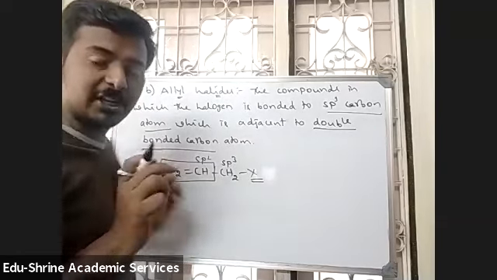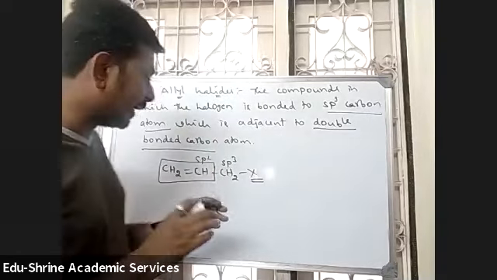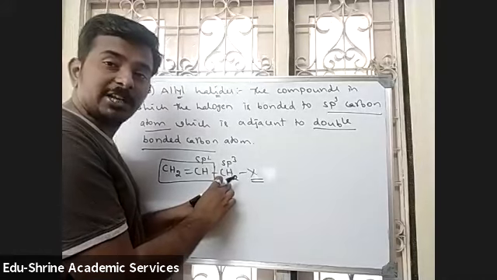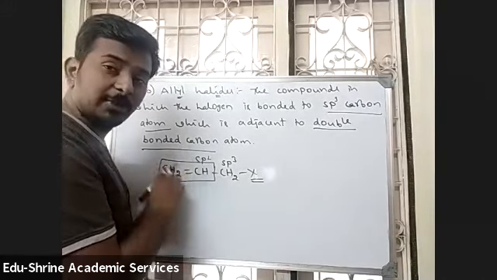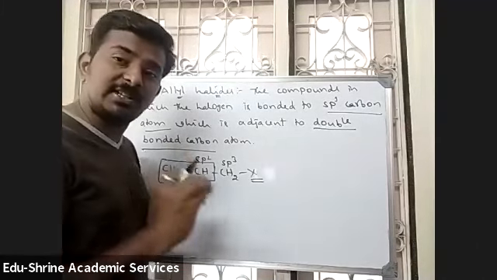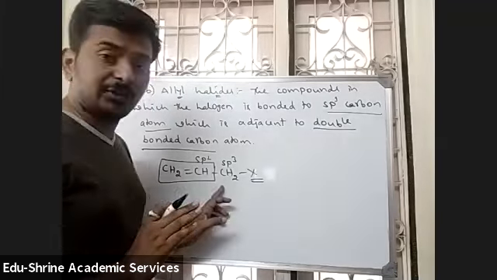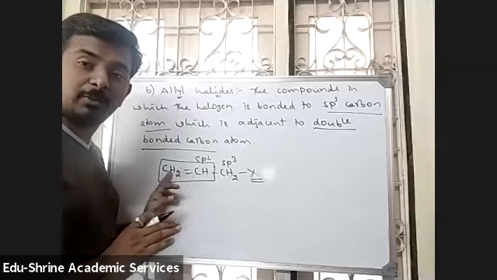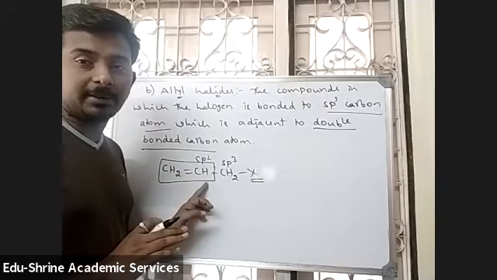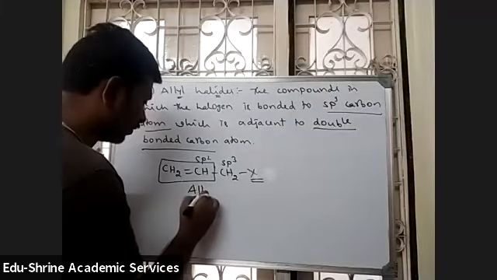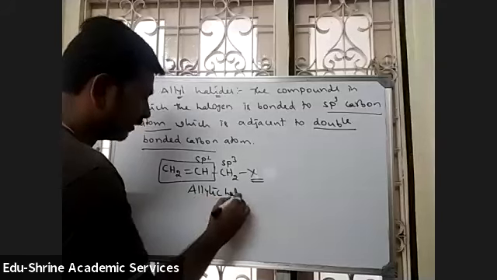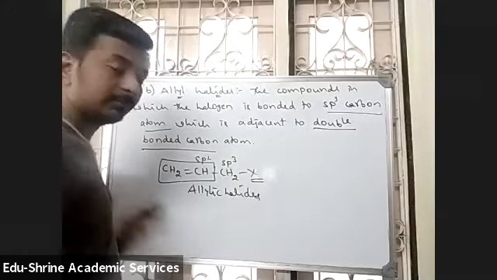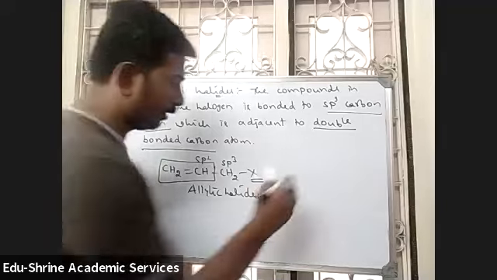So understand the difference between alkyl and allyl. In alkyl, halogen will be directly bonded to an sp3 carbon atom, so there must not be any unsaturation present. It must be just an alkyl group. But in these compounds, halogen will be bonded to an sp3 carbon atom and it is further bonded to a double bonded carbon atom. Such compounds are called allylic halides or just allyl halides. It is an example of an allyl halide.